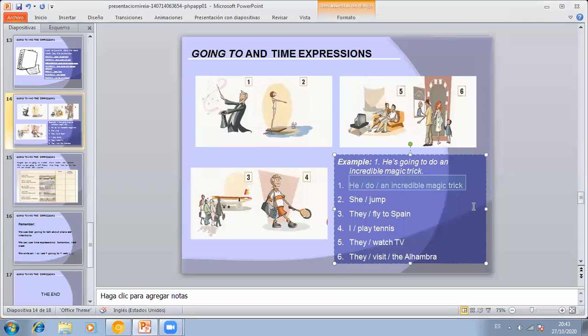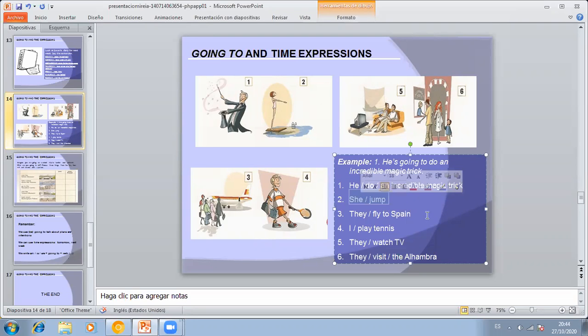He's going to do an incredible magic trick. Excellent. He is going to do an incredible magic trick. Thank you. Now let's have a different participant, Elena. Can you hear me, Elena? Yes. Okay, look at the picture number two. Then you have the words. Now give me the plan. She is going to jump. Excellent.